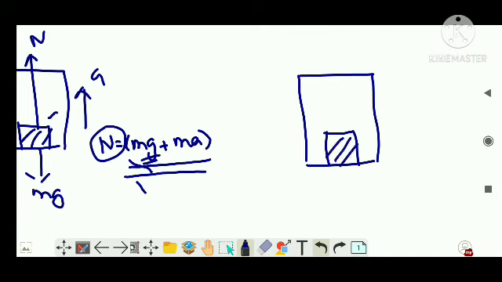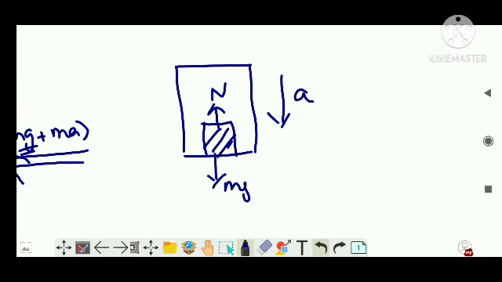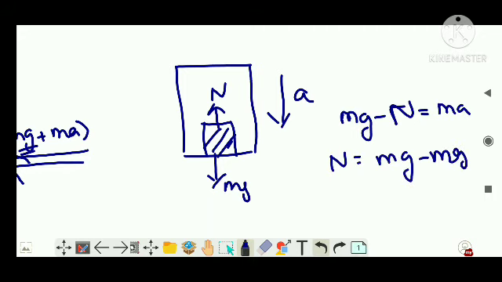If this is the object with mg and N, and let's say the lift is getting accelerated downwards. In this condition, again we can write the equation: mg is positive in the same direction as a, so mg minus N is equal to ma, or N is equal to mg minus ma. So the apparent weight shown on the weighing gauge on which the person is standing will be lesser than the actual one.